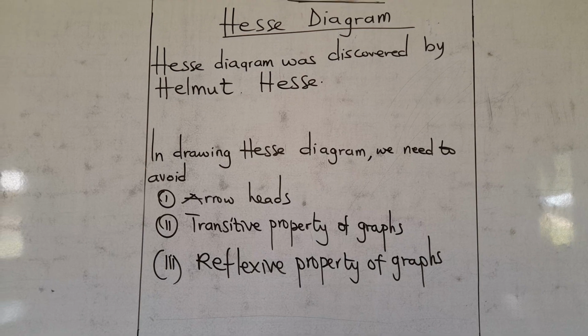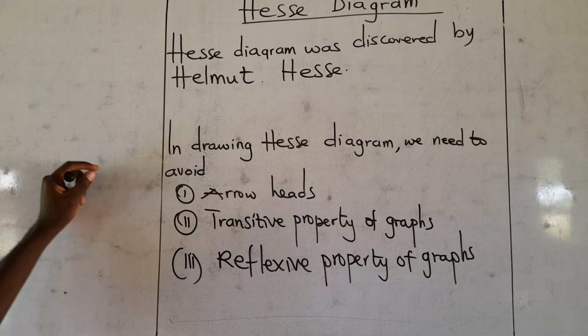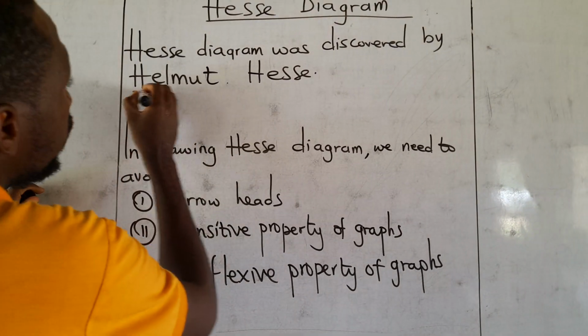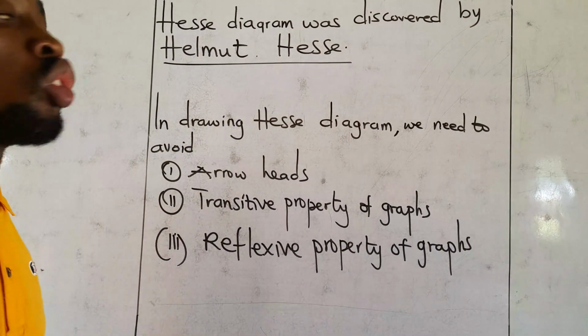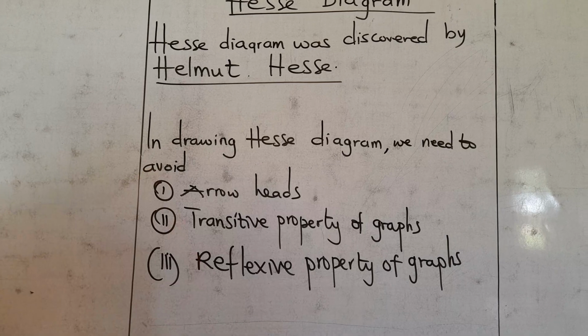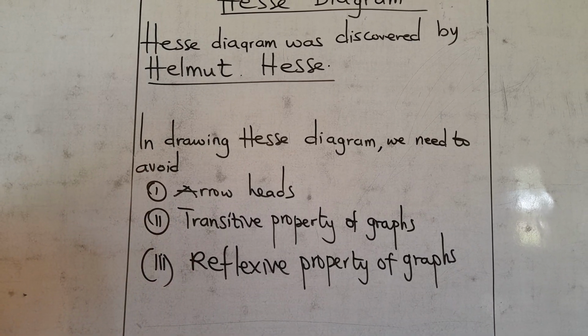So the first person who discovered Hasse diagram was called Hasse. So Hasse was the first person to discover Hasse diagram. So Hasse diagram was discovered by Hasse.